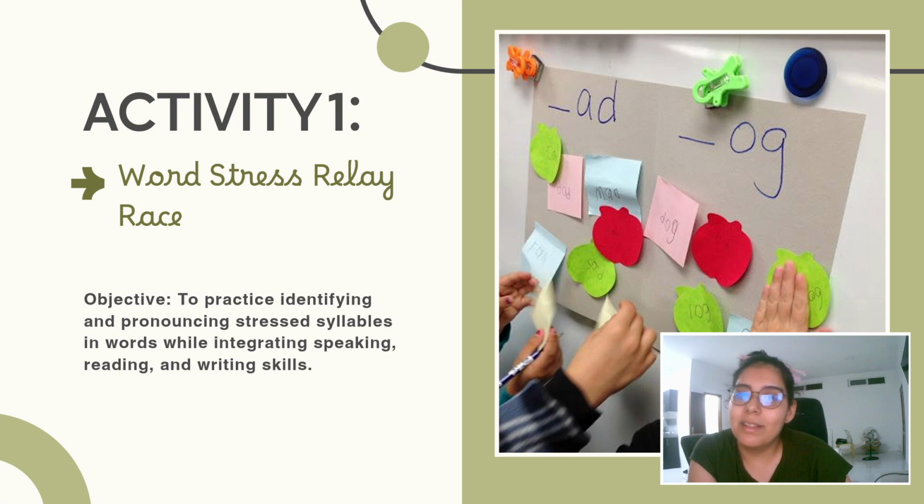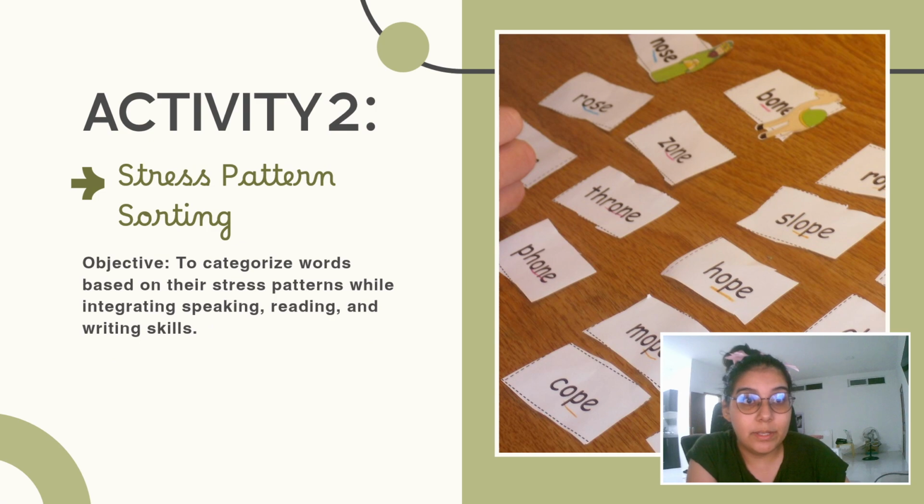The procedure: divide the students into teams. Each team member must run to the board, write a word from the list, and mark the stressed syllable. The team with the most correct answers wins. The integration with skills: in speaking, we have pronouncing words with correct stress. In reading, words from the list. In writing, words and marking stress. And now we can continue with activity 2.